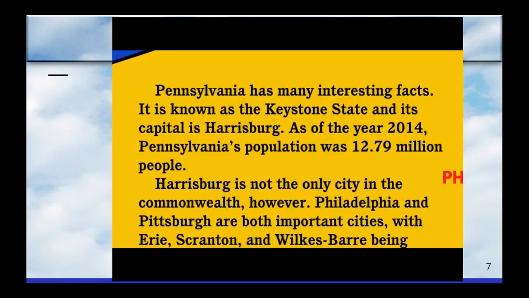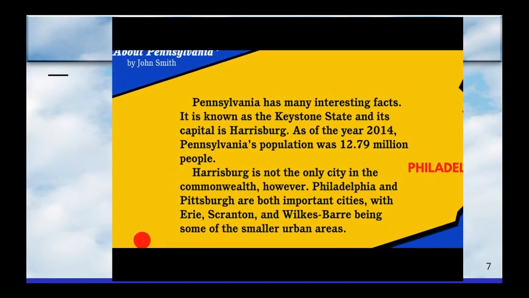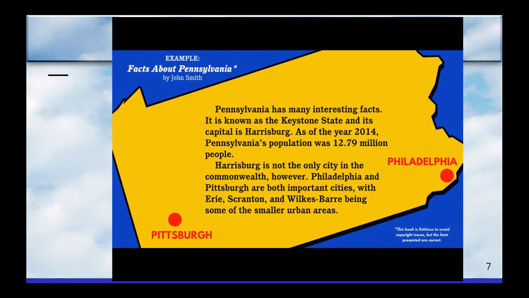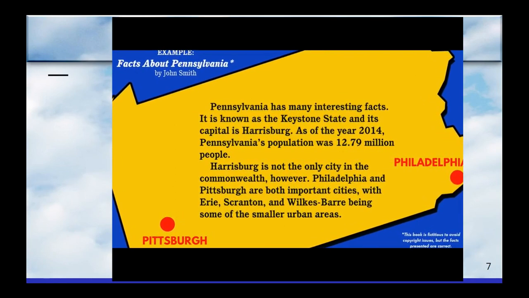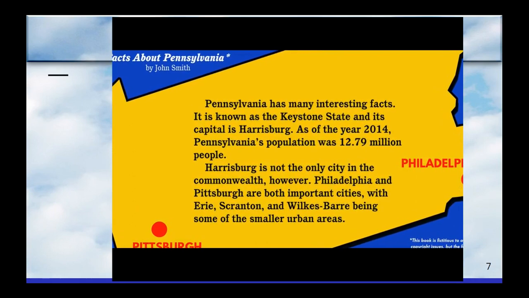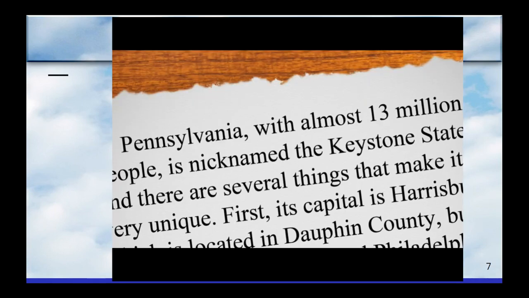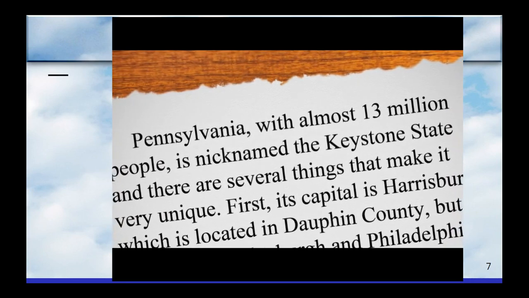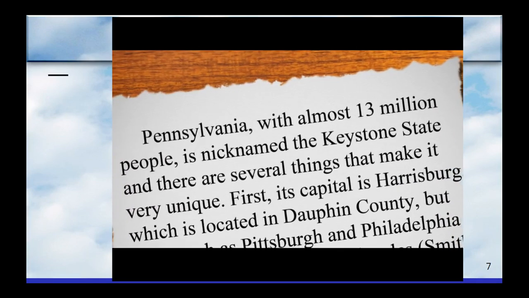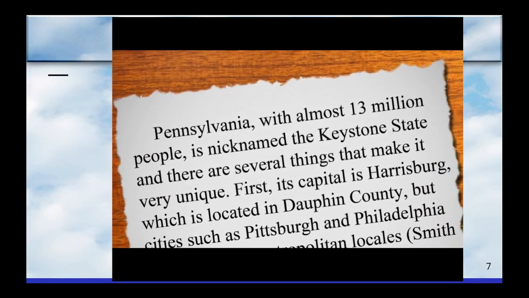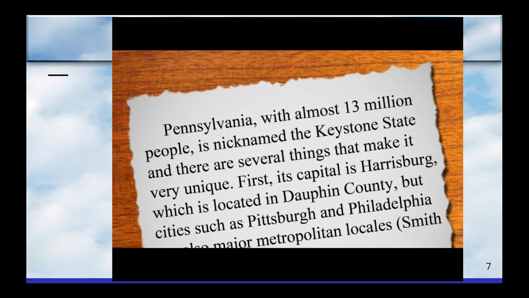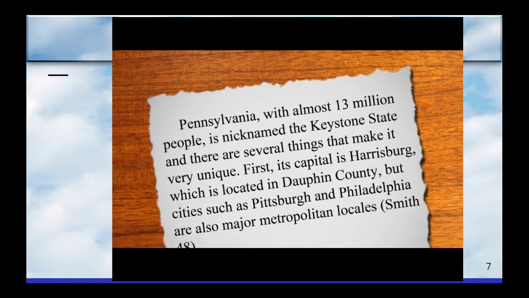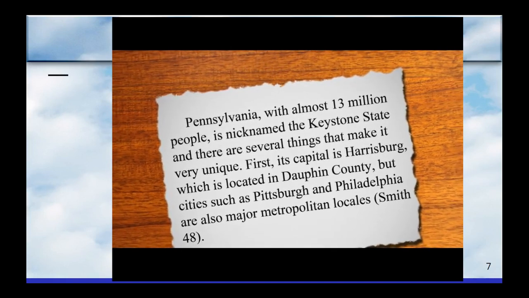Let's go back and take a look at the story about Pennsylvania that we used in our example on plagiarism. The first thing that you can do is rewrite it. Put it into your own words, but keep the information. Here was John Smith's original version. Here is a good rewritten version. Pennsylvania, with almost 13 million people, is nicknamed the Keystone State, and there are several things that make it very unique. First, its capital is Harrisburg, which is located in Dauphin County. But cities such as Pittsburgh and Philadelphia are also major metropolitan locales.